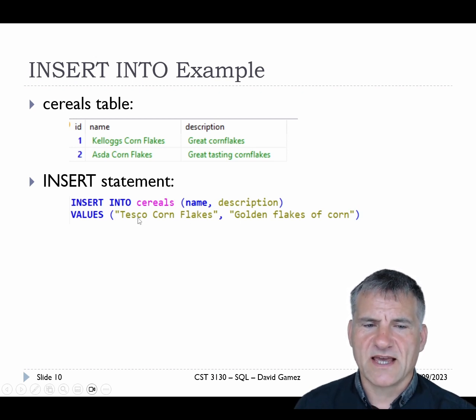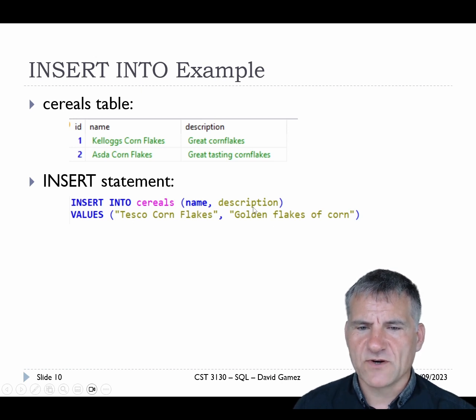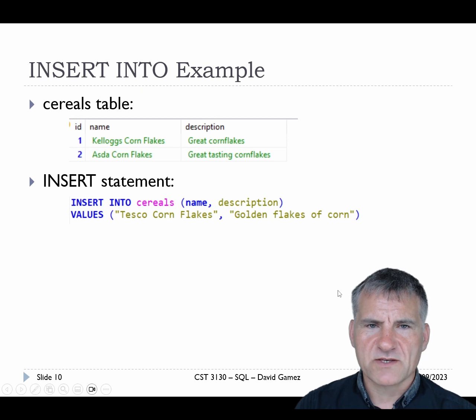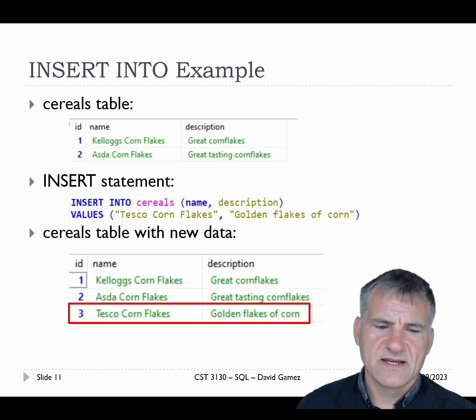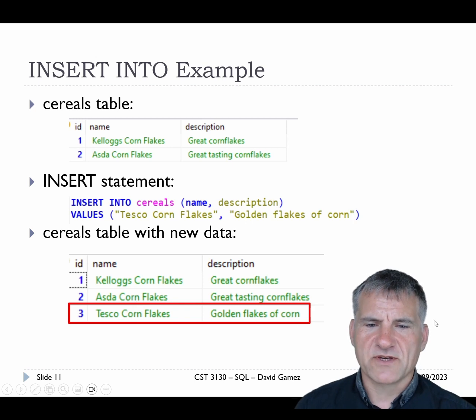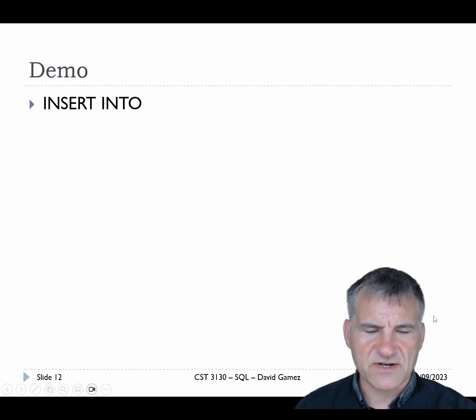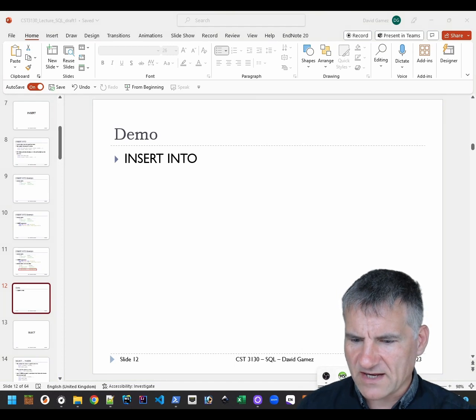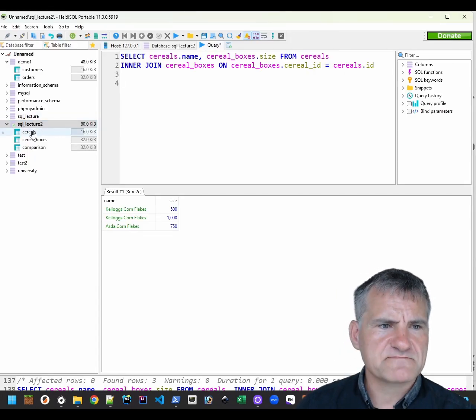So the values in this case are Tesco cornflakes, which will be stored as the name, and golden flakes of corn, which will be stored as the description. And so after I run this statement on the database, I end up with a new extra row in the table, Tesco cornflakes with golden flakes of corn. So pretty straightforward. But just to make it clear, let me show you on Heidi.